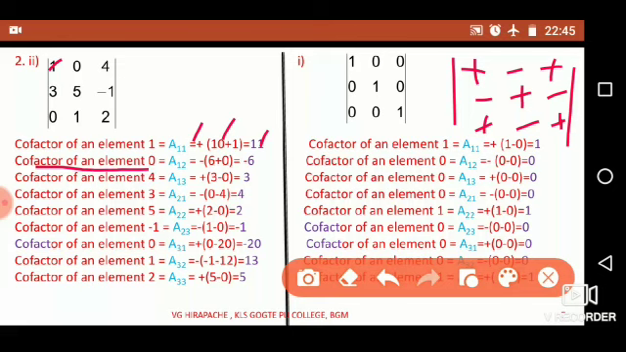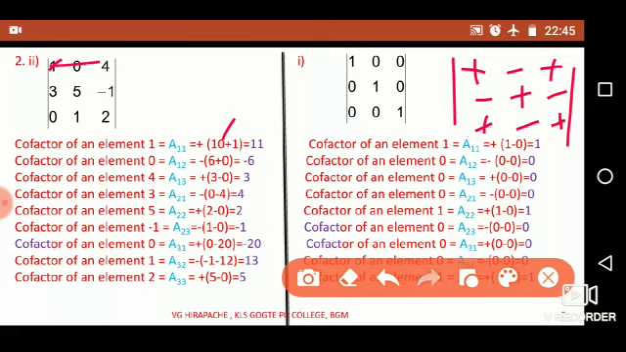Similarly, the cofactor of 0, that is in the second position, deleting the row and column consisting of 0: 3 twos are 6, 0 minus 1s are 0, that is 6 plus 0, and its sign convention is minus, therefore minus 6. Minus 6 is the cofactor of the second element. 6 is the minor of the 0, but if that 6 is multiplied with a minus sign, it will be minus 6. It is the cofactor of that second element of the first row.